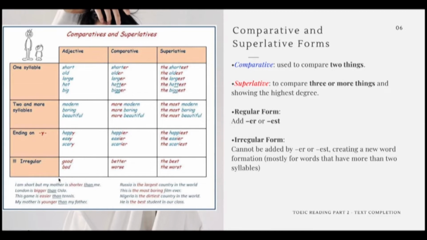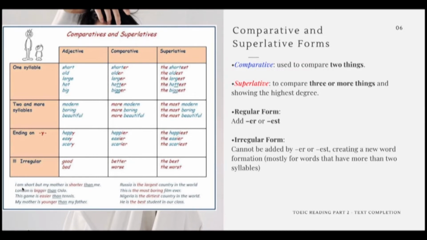And then these are the irregular forms. For the irregular forms, you cannot just guess it. You should really understand the form. For instance, good to better and then best, bad to worse and worst.